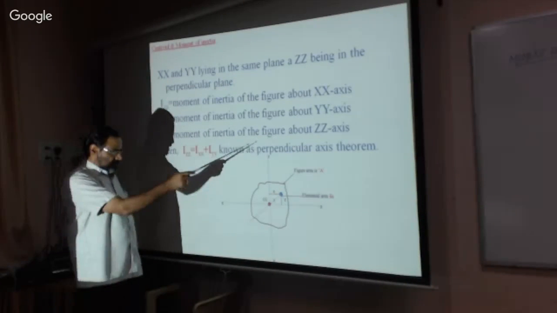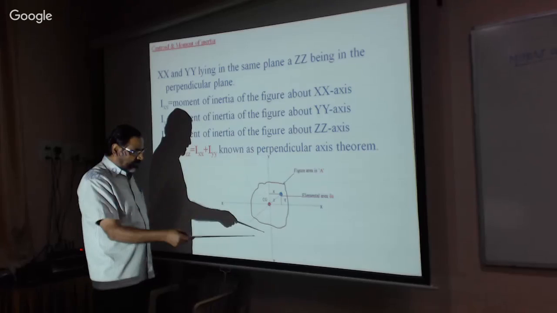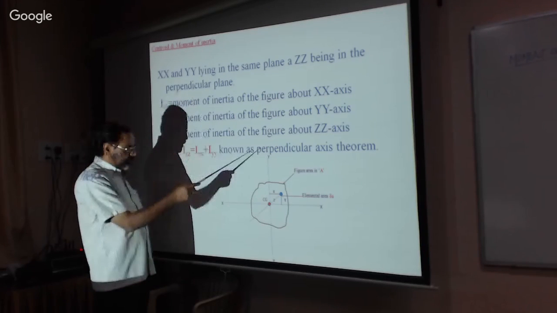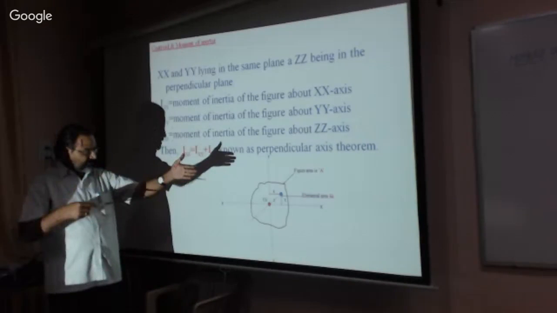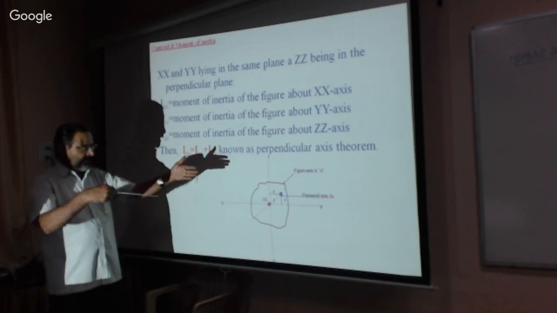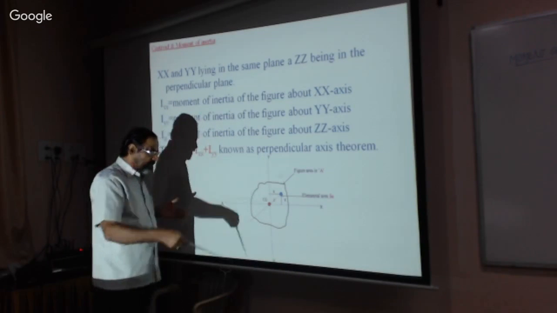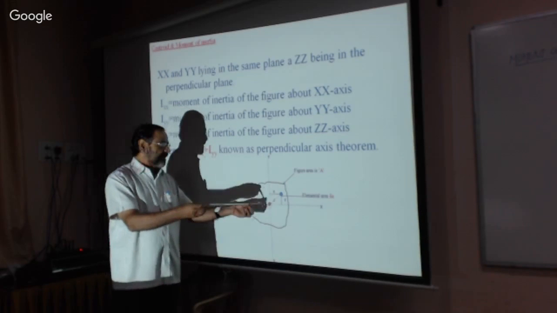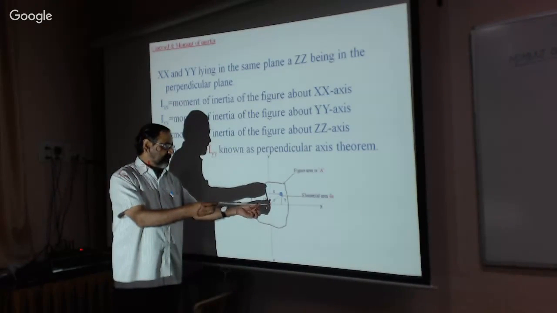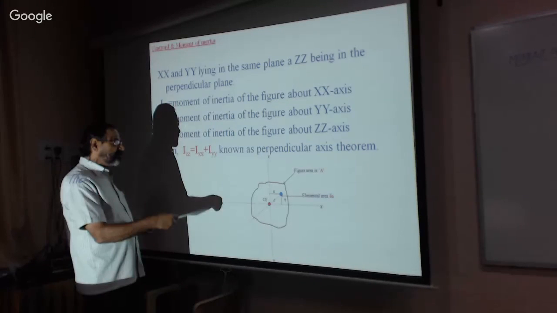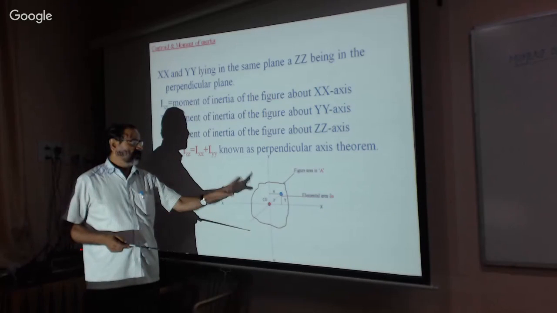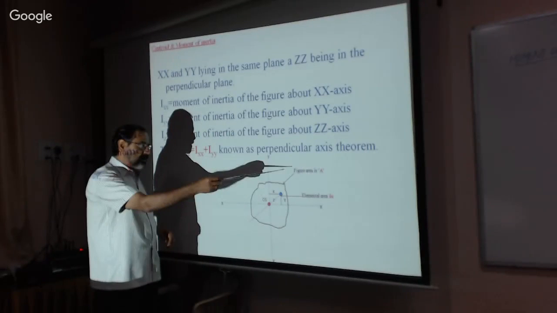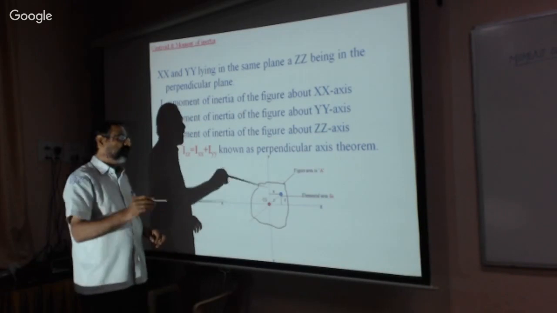The x-axis and y-axis are the two perpendicular axes lying in one plane. For example, this is one plane, in which we have the y-axis and x-axis, and also this is the z-axis. All three mutually perpendicular axes, x-axis, y-axis, and z-axis, are passing through the centroid of the given figure.